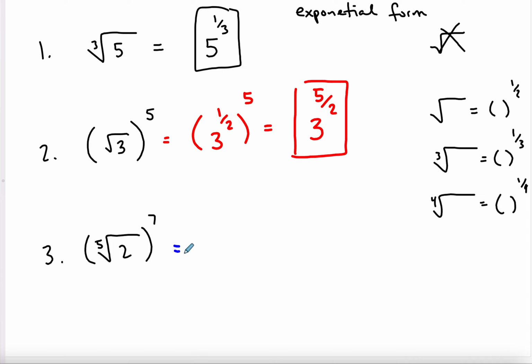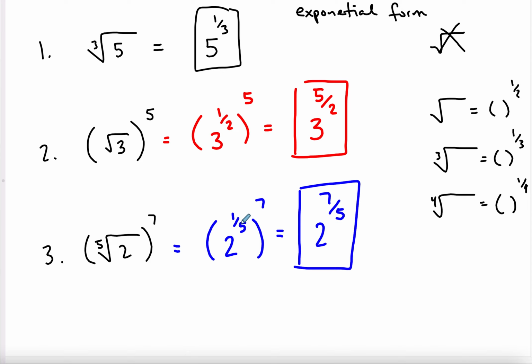Finally, similar case here. 2 under the radical, the 5th root of 2, that's going to be 2 to the 1/5. And that's still raised to the 7th. So that's 2 to the 7/5. We have 1/5 to the 7th, so we multiply exponents when exponents are raised to exponents. And there you go.